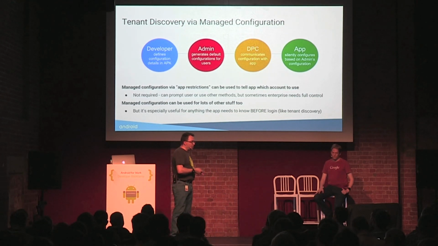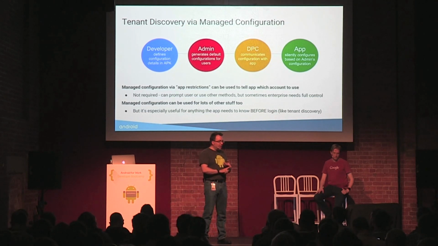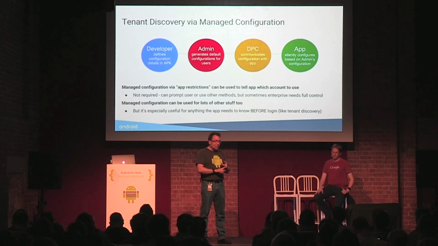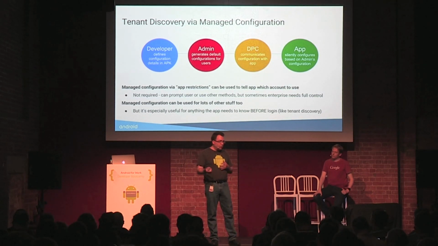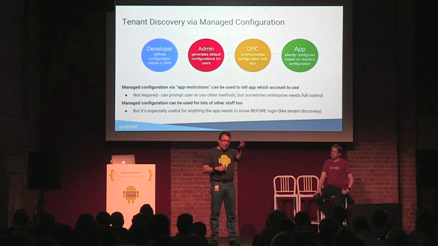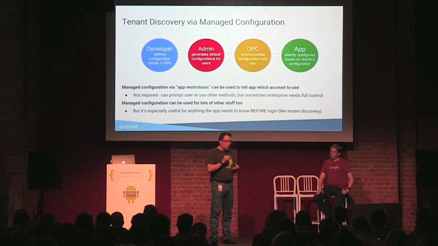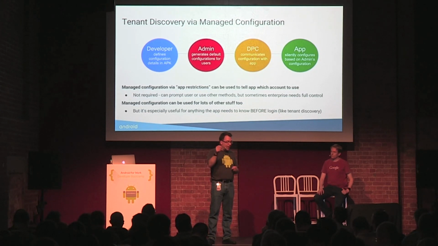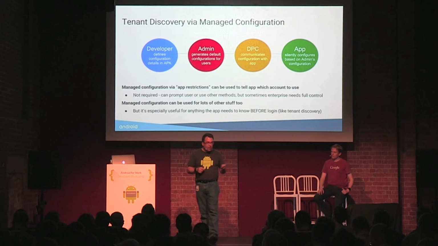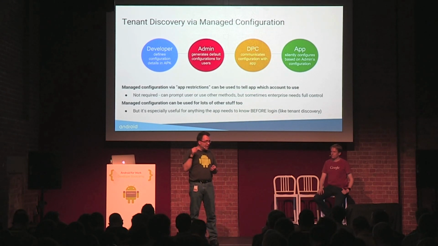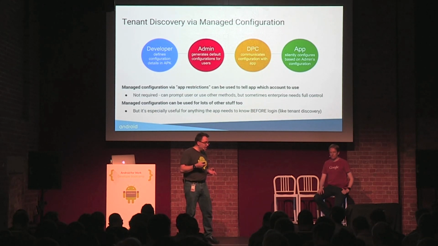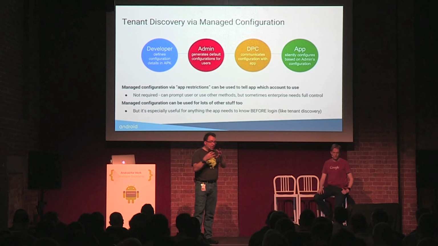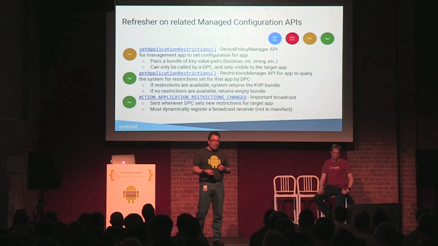So managed configuration, you start with the developer defining in their manifest what those app restrictions are, right? The admin on the EMM console figures out what specific configuration to send for that app using managed configuration. The device policy controller is the one that actually sends that down, or as you saw with Play going forward, you're going to be able to do that through Play. And then the app receives that information and goes straight to the information that they need.